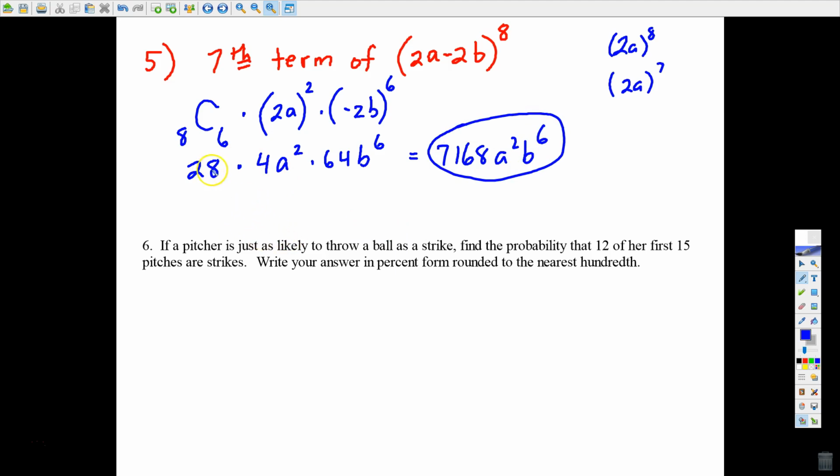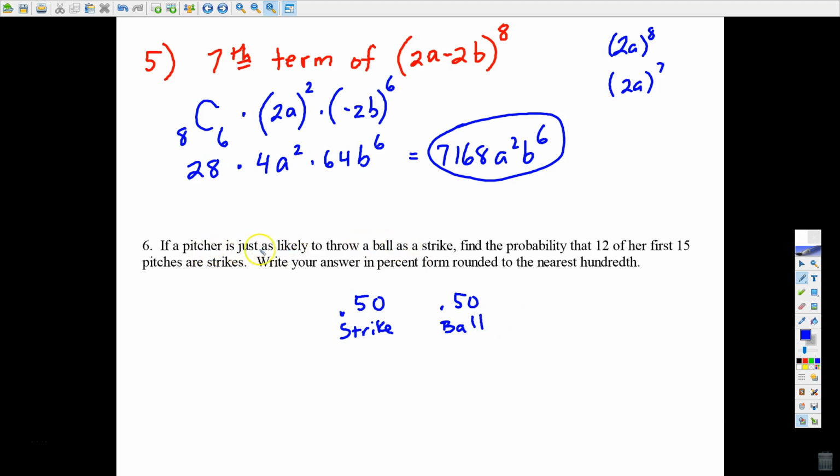Number 6 is also using the binomial theorem to come up with a probability answer. Whenever there are two possibilities for likelihoods, in this case our two possibilities are balls or strikes, and we're told that they're equally likely to occur. So since there's an equal likelihood of either, I'm going to say 50% chance for strike, and then 50% chance for ball.